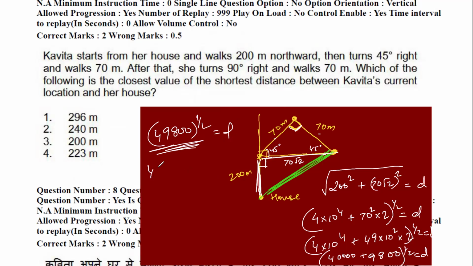All right, so we break it down further. 498 into 100, to the power half. So 100 to the power half is 10, correct? And this is 498. So root of 20 squared is 400.